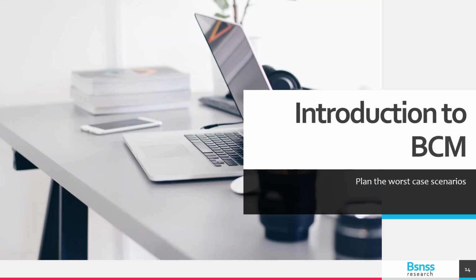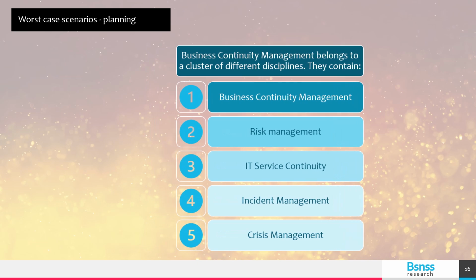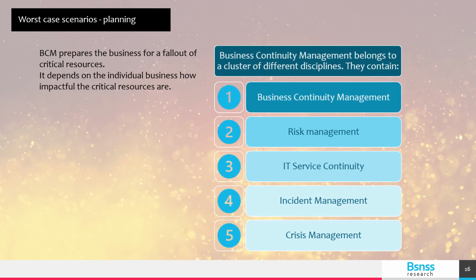Worst case scenario. Planning. Business continuity management belongs to a cluster of different disciplines. They contain: 1. Business continuity management. 2. Risk management. 3. IT service continuity. 4. Incident management and 5. Crisis management. BCM prepares the business for a fallout of critical resources. It depends on the individual business how impactful the critical resources are.